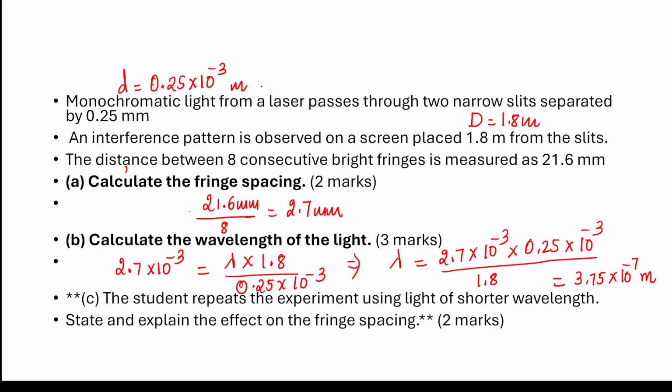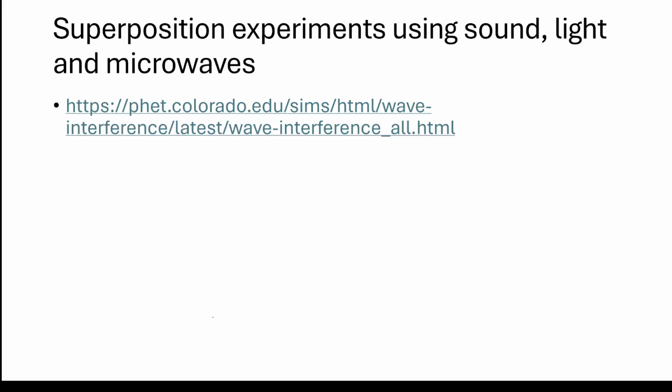The student repeats the experiment using light of shorter wavelength. So if you decrease the wavelength, what would happen? State. So first state and then explain. What is the effect? The effect is the fringes become smaller, the fringes become closer together. Why? Because the fringe width is lambda D over d, and as lambda decreases, the fringe width decreases.